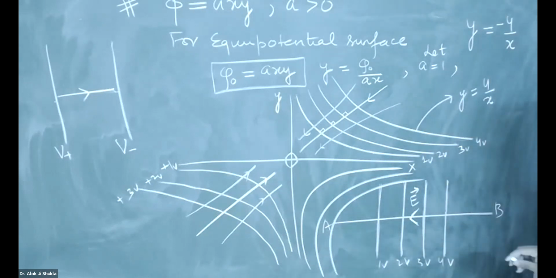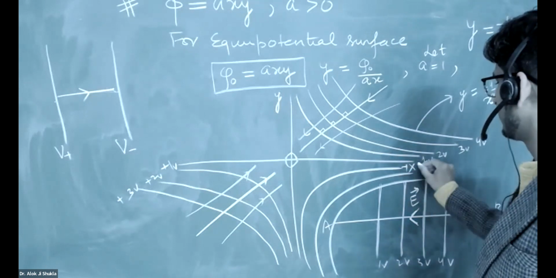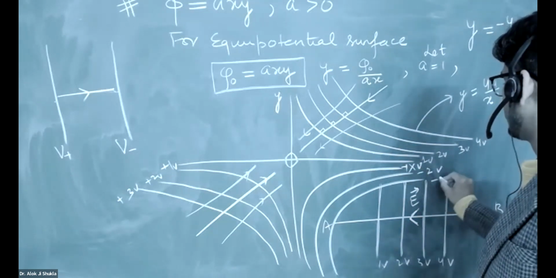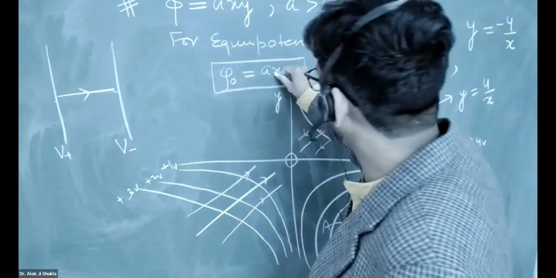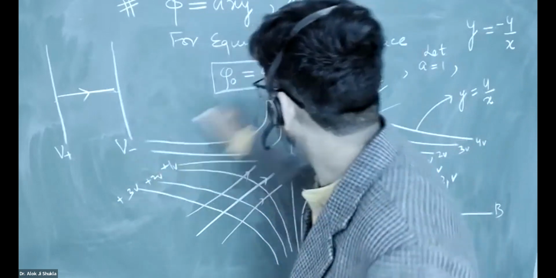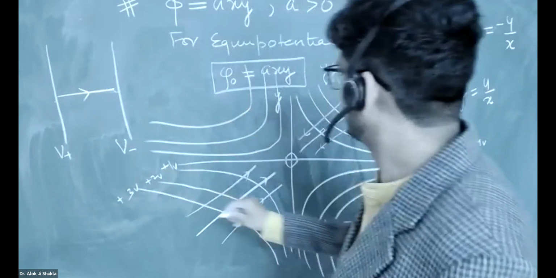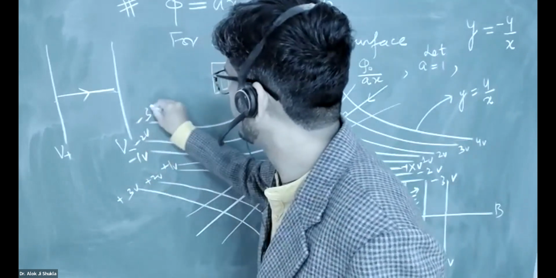So these are the values which are -1 volt, -2 volt, -3 volt, like this. And similarly, when you take negative values, you will get it here. So this is again -1 volt, -2 volt, -3 volt.